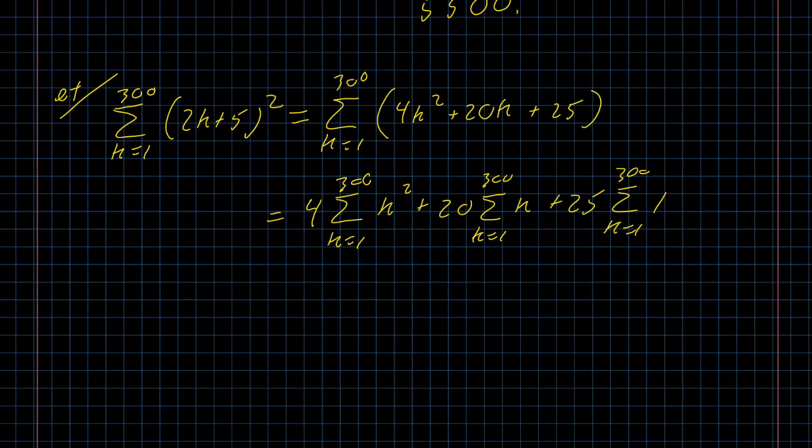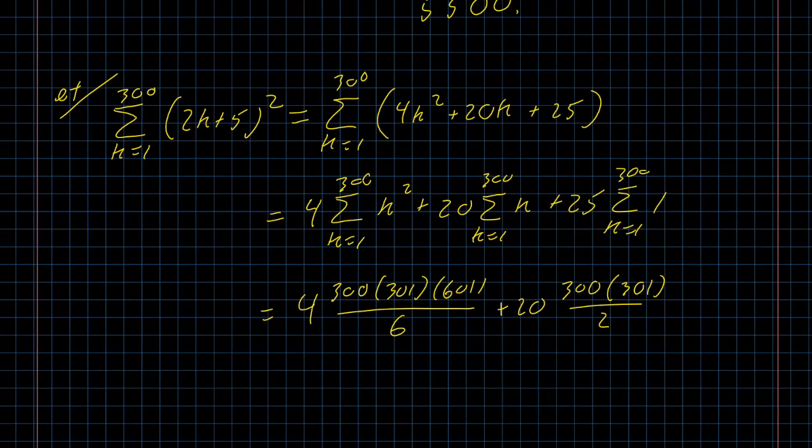And then using our summation rules, the sum on k squared is going to be n, 300, times n plus 1, 301, times 2n plus 1, 601, all over 6. The sum on k is going to be n, 300, times n plus 1, 301, all over 2. And the sum on 1 is n, which is 300 in this case.